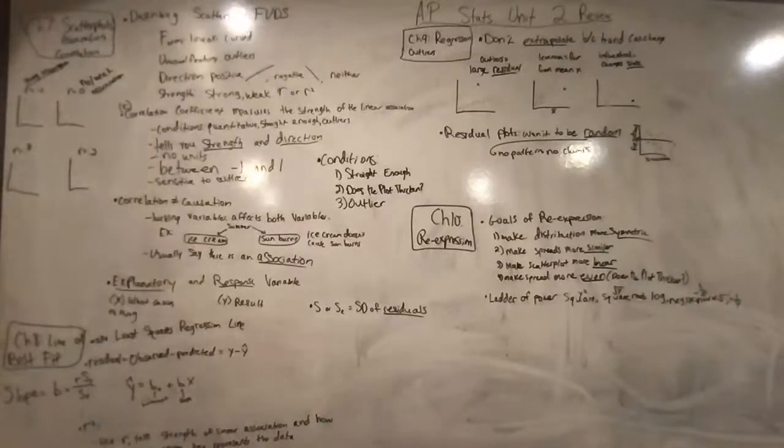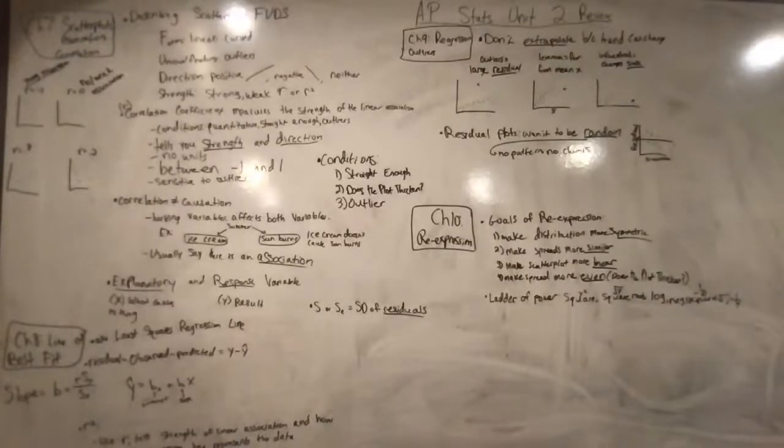The correlation coefficient also has no units. It's always between -1 and 1. And remember, 1 is very strong, like a perfect line. They are very sensitive to outliers. And with correlation, you cannot prove causation because of lurking variables.